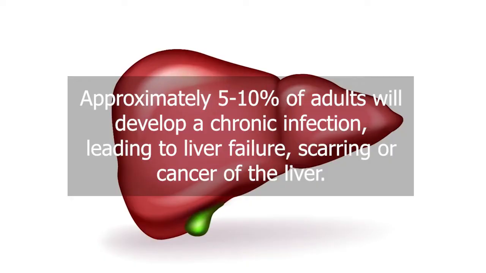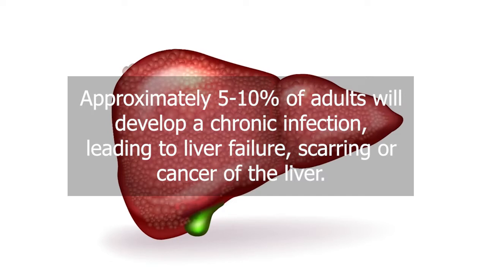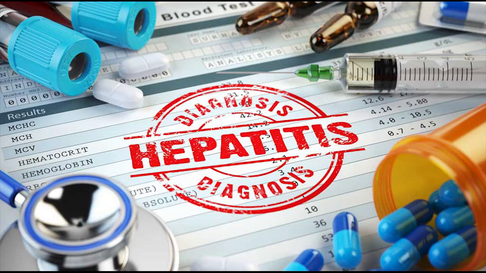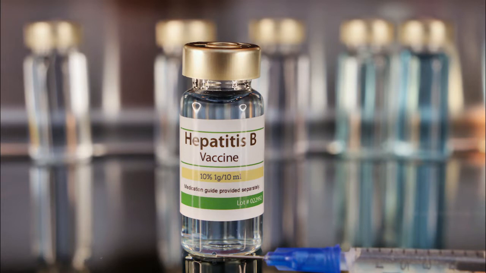Most people are actually able to fight off a hepatitis B virus infection and clear the virus from their blood. However, 5 to 10% of adults will develop chronic infection, which can lead to liver failure, scarring, or cancer of the liver. In the United States, approximately 1.2 million Americans are chronically infected with hepatitis B, and about 5,000 die annually from hepatitis B-related liver complications. Fortunately, there's a safe and effective vaccine to protect against hepatitis B. According to the Bloodborne Pathogen Standard, your employer is responsible for providing the vaccination at no charge within 10 days of initial assignment of a job where there's a risk of occupational exposure.